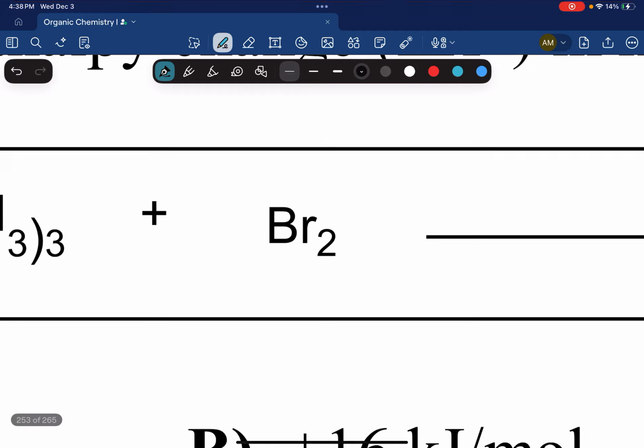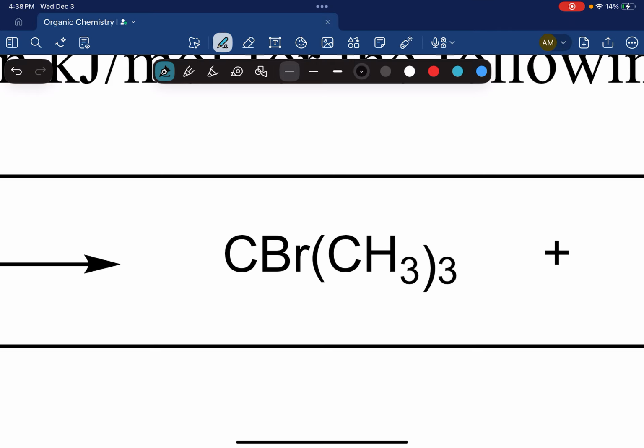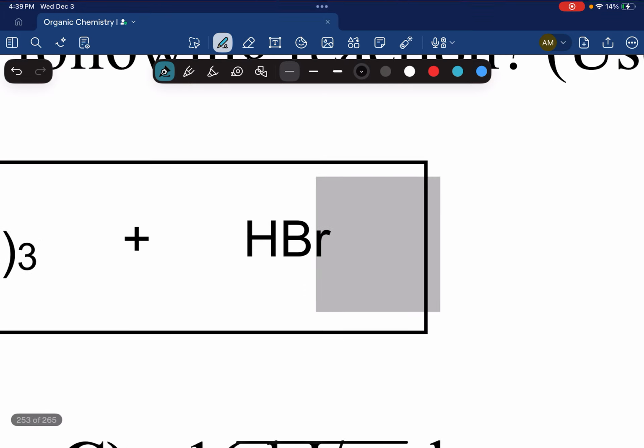Now, look at your R to X bonds, and find the second one from the bottom. Go to the bottom and go up 1. You'll see the 3 methyls bonded to a carbon, and then that carbon is attached to a bromine. That's at 272 kilojoules per mole. And then look at your HX bonds. You'll see H bonded to bromine. That's at 368.